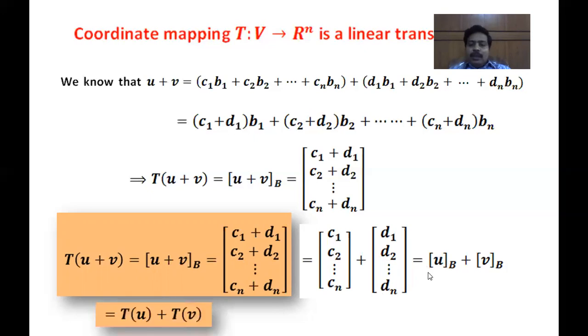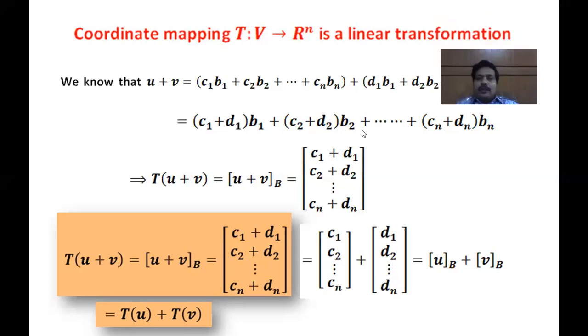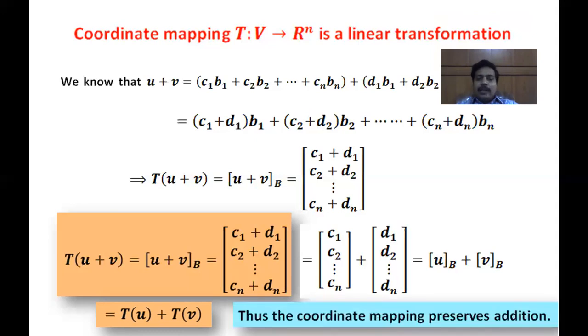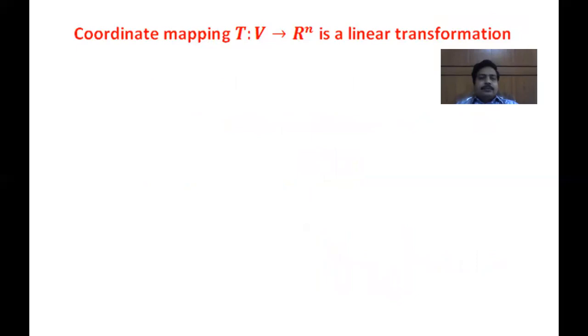So this is equal to T of u and this is equal to T of v, as per our definition of T. So now T of u plus v is equal to T of u plus T of v, which is the first property of a linear transformation. Thus, the coordinate mapping preserves addition. So let us do the second property, preservation of scalar multiplication.